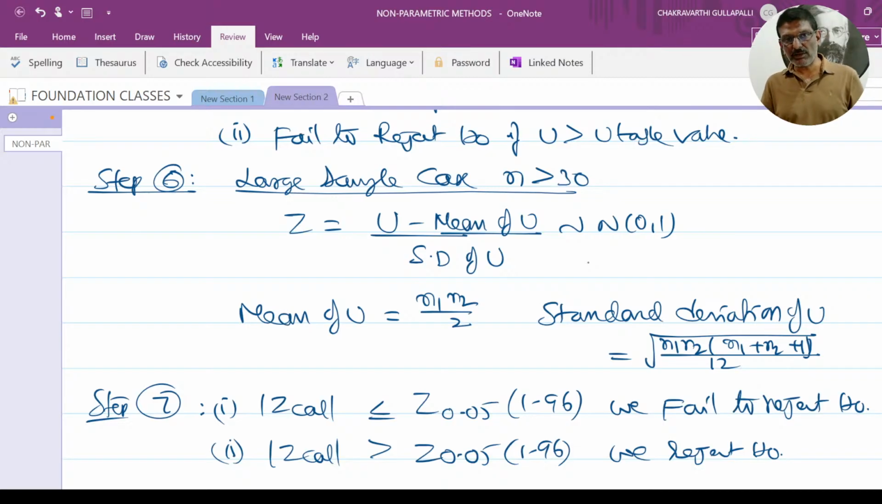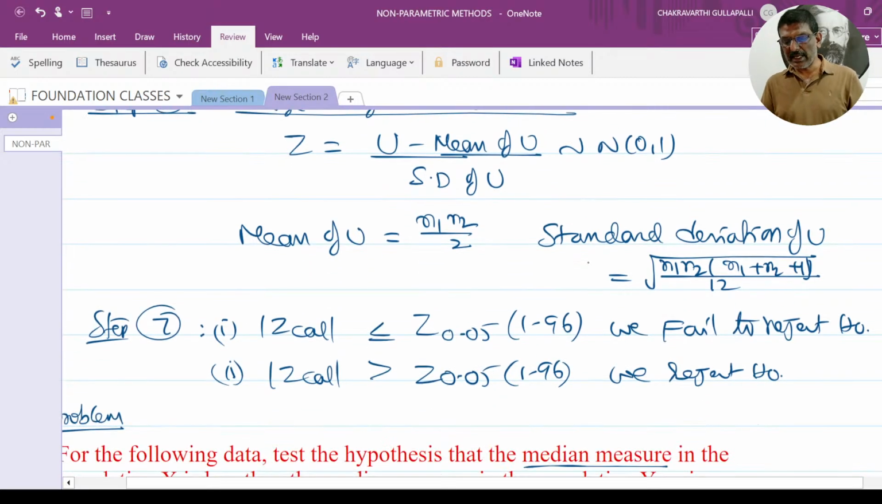The mean of U is equal to n1 n2 by 2. The standard deviation is the square root of n1 n2 into (n1 plus n2 plus 1) by 12. Now, a similar procedure applies for the concluding remarks.